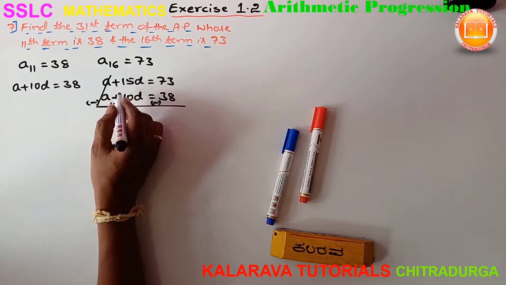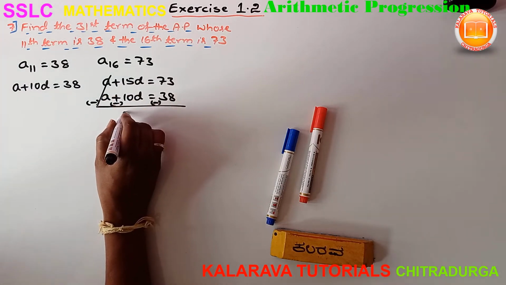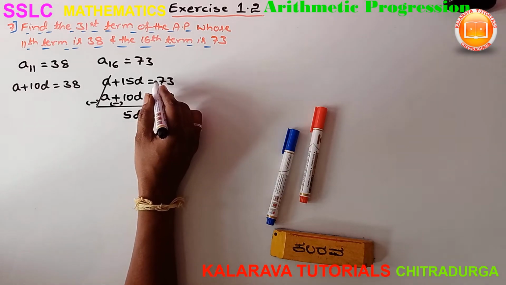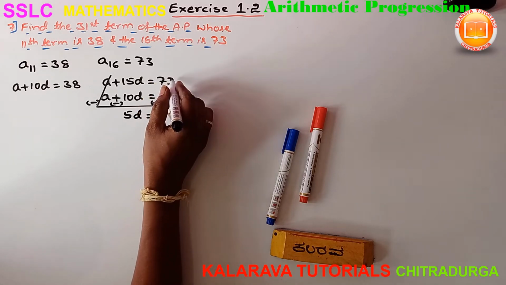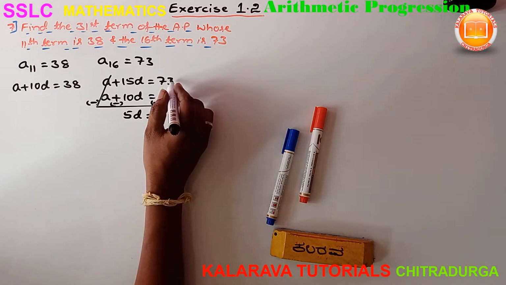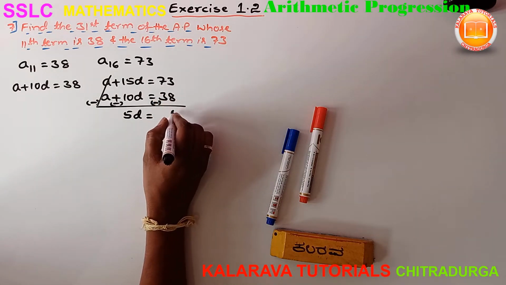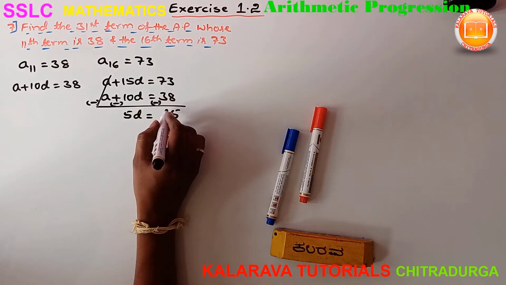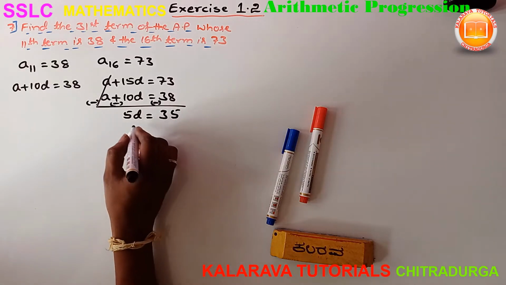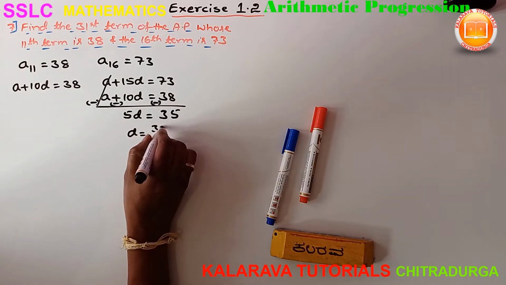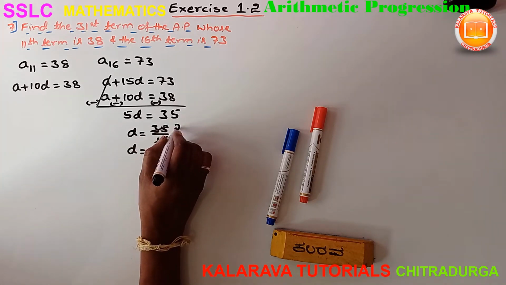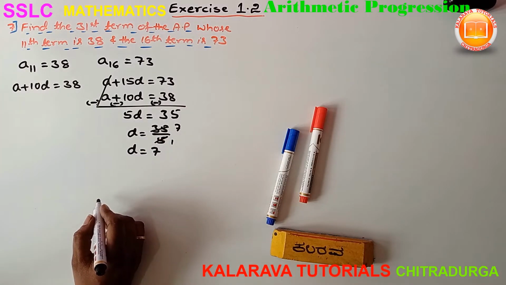Here it is 15D minus 10D, so we get 5D. Also the 73 has the plus symbol and 38 has the minus symbol, so we subtract 38 from 73. That is 13 minus 8, which gives 5, and 6 minus 3 is 3, that is 35. Now we get the value of D. D is equal to 35 divided by 5, and 5 sevens are 35, so the value of D is 7.